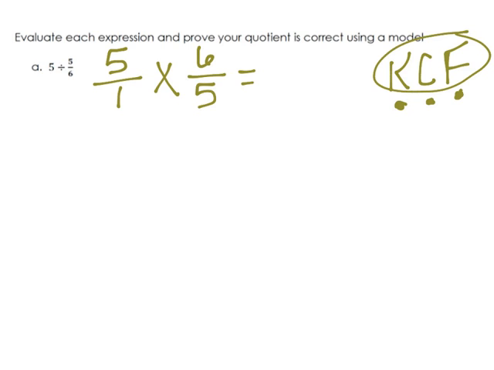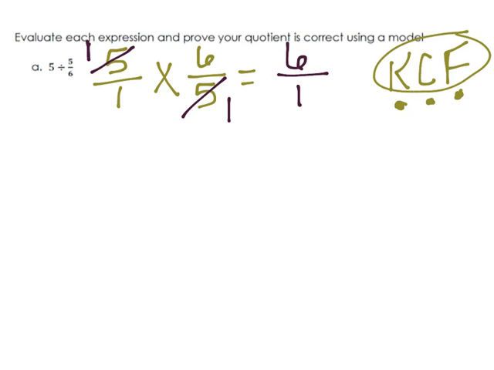However, some of you have already demonstrated your understanding of cross-simplifying or cross-canceling. So I see that 5 and 5 are diagonal from one another. The greatest common factor of 5 and 5 is 5. So 5 divided by 5 is 1, and 5 divided by 5 is 1. Multiplying straight across, I get 1 times 6 is 6, and 1 times 1 is 1.